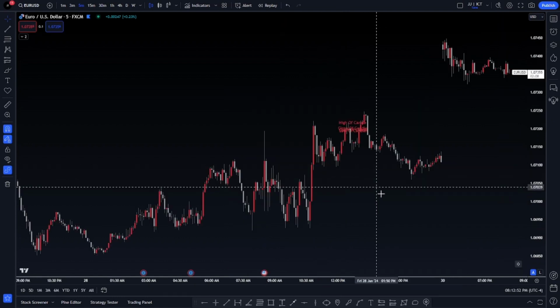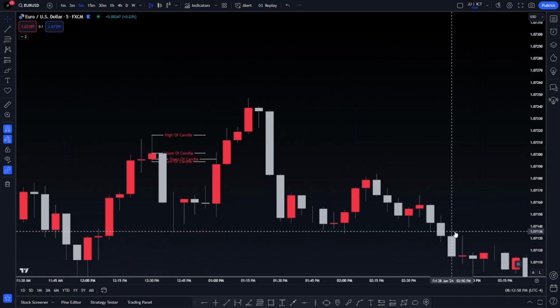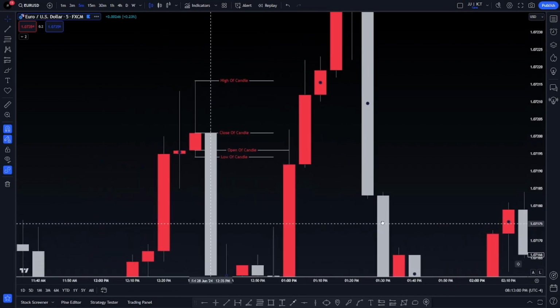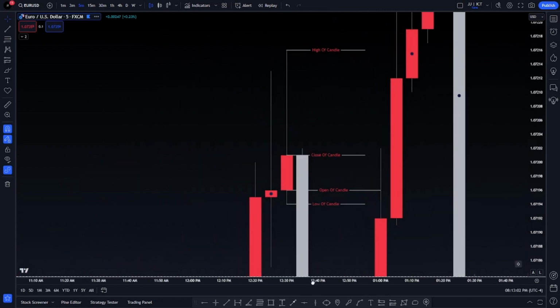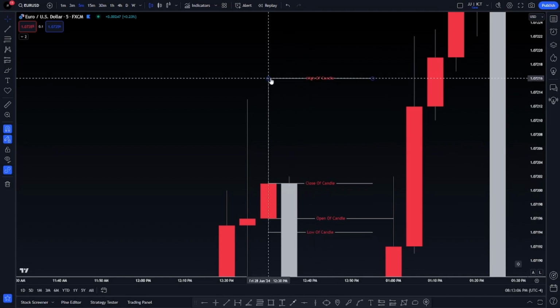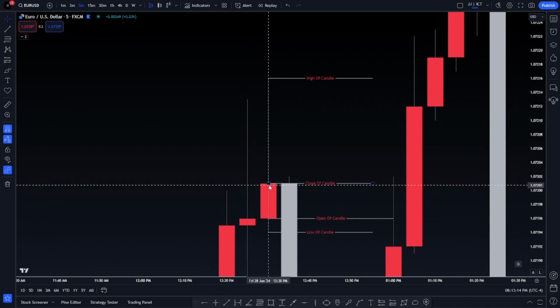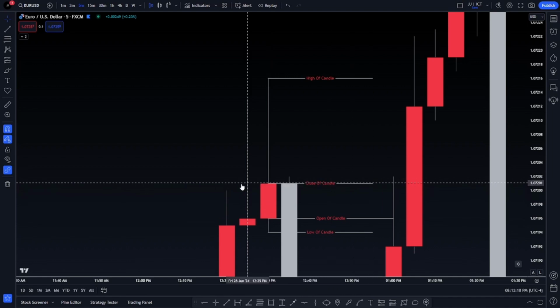So right there, the price glitched. It's a little mistake I made. But if we zoom back in, right here on the same candle, the high of the candle is right here, because it's the highest point of the candle, right? The close is right here, because this is the last price the candle was at before it closed. So this is the closing price of the candle.